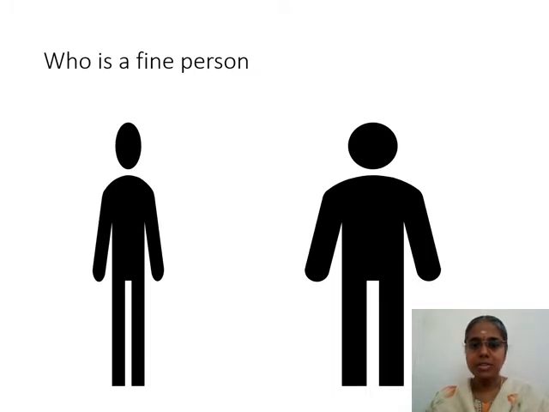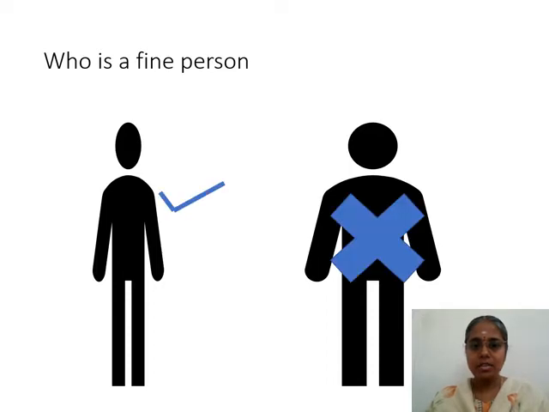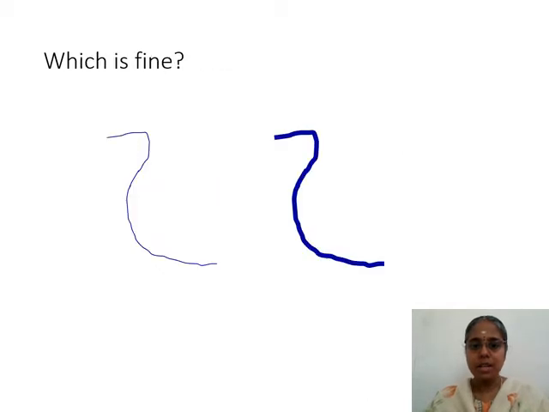So, from this picture, can you identify who's a fine person? Yes, you are right. The left side person is a fine person and the right side person is a fat person or a coarse person. Similarly, if we consider these two as two fibers, can you identify which is a fine fiber? Yes, you are right. The left side is a fine fiber and the right side is a coarse fiber. So, hope you understand the term fineness.